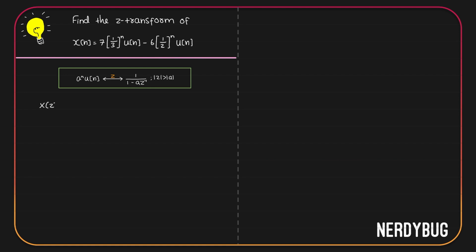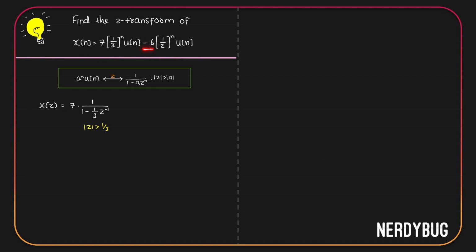So we can write x of z is going to be 7 times. Here we have 1 by 3 to the power n u of n. So a is 1 by 3, therefore its z transform is going to be 1 by 1 minus 1 by 3 z inverse. Magnitude of z should be greater than magnitude of a. So we can write magnitude of z should be greater than 1 by 3.